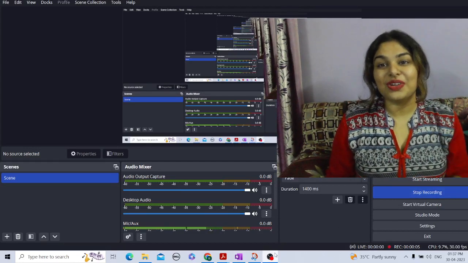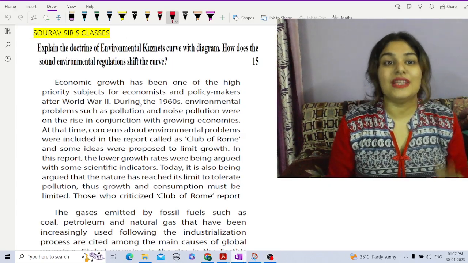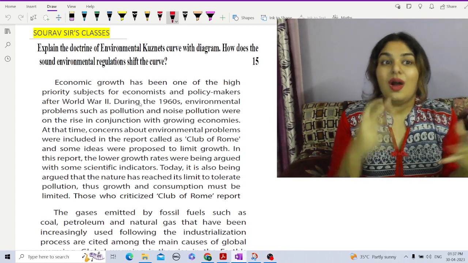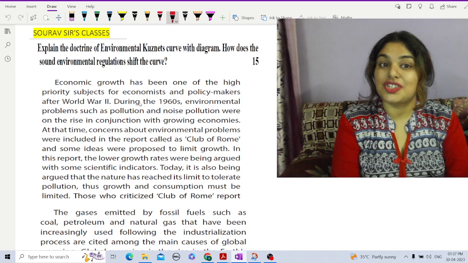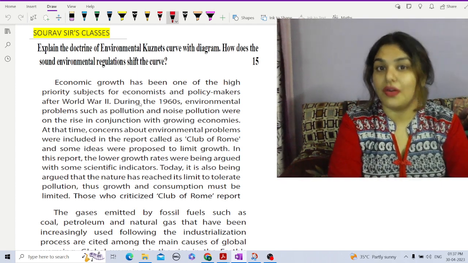So in this video we're going to talk about Kuznets curve, okay? So the question in front of you is: explain the doctrine of Environment Kuznets curve with diagram. Now how does the sound environmental regulations shift the curve? So first let us understand what this Environment Kuznets curve is, okay?